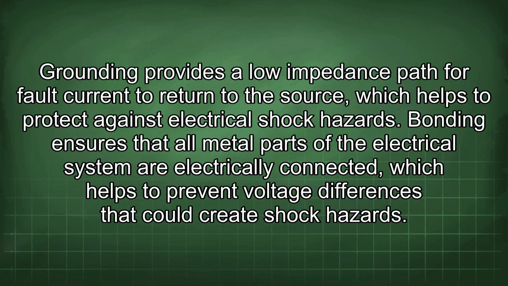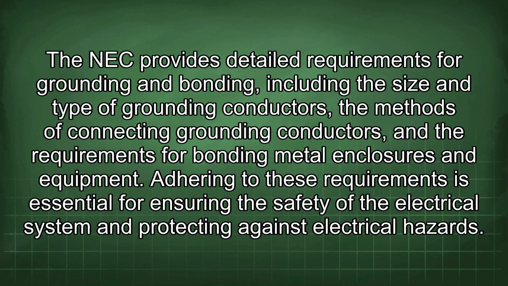Grounding provides a low impedance path for fault current to return to the source, which helps to protect against electrical shock hazards. Bonding ensures that all metal parts of the electrical system are electrically connected, which helps to prevent voltage differences that could create shock hazards. The NEC provides detailed requirements for grounding and bonding, including the size and type of grounding conductors, the methods of connecting grounding conductors, and the requirements for bonding metal enclosures and equipment. Adhering to these requirements is essential for ensuring the safety of the electrical system and protecting against electrical hazards.